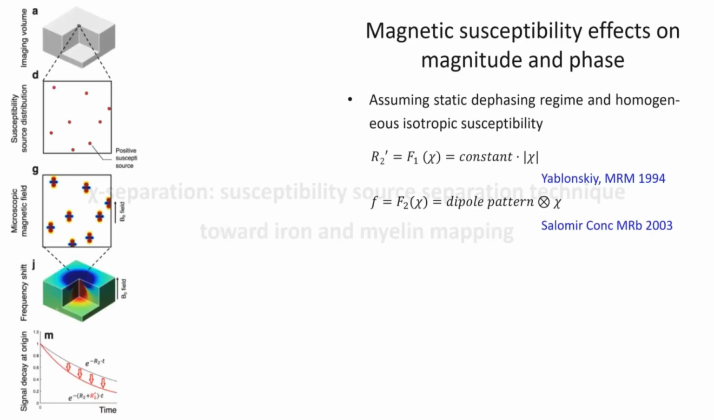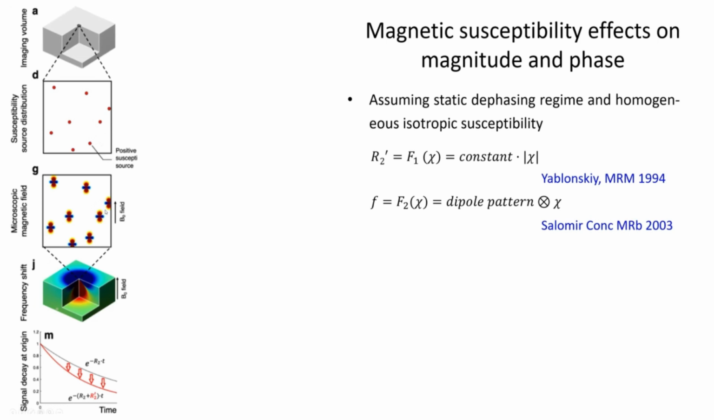So let's consider a voxel at the center of the imaging volume. And we can assume that this voxel contains not just a few, but a bunch of these susceptibility sources. And let's consider that these susceptibility sources are positive in value, and they have homogeneous and isotropic susceptibility, meaning that the characteristic frequency is the same in all of them, and they have the same cylindrical or spherical structure of the same radius. And also, we need to assume the static dephasing regime to have this equation on the right.